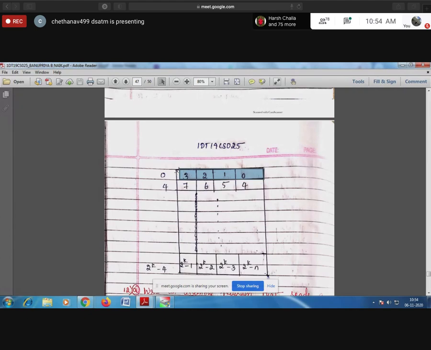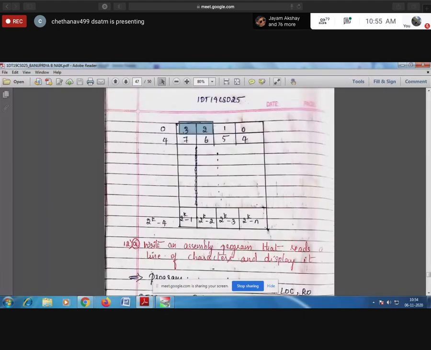64-bit means one word is equal to 8 bytes, right? Like that, you have to give the information. Suppose only two locations are there here. Then in one, one word is equal to only 16 bits, which means 2 bytes. One word is equal to 2 bytes. Like that you have to give.